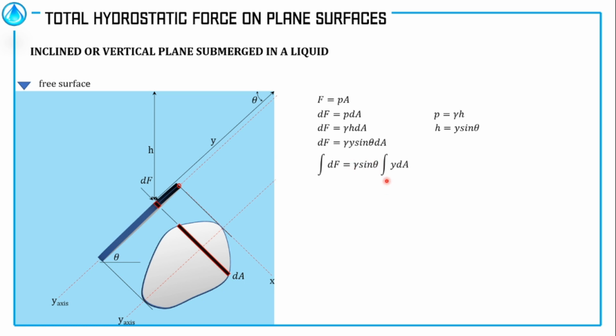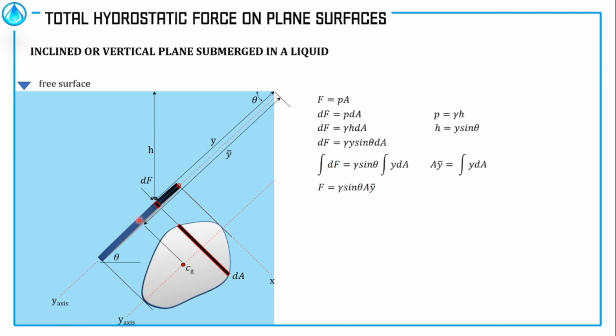From calculus, this integral of y dA is equal to A multiplied by y bar, wherein A is the total surface area of the object, and y bar is the distance of the centroid of the object from a reference point. In our case, let's say this is the center of gravity or the centroid of the plate, and if we measure that along this y-axis, we have this y bar because our reference point is the free surface. Therefore, we can substitute this into this equation, and integrating the differential force, we now have this equation.